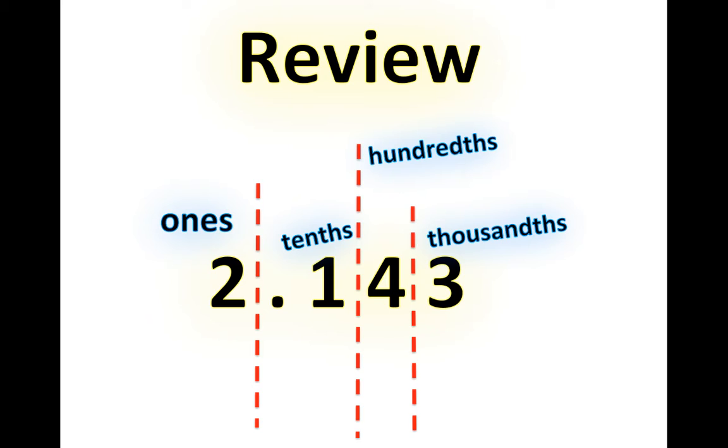The further we go to the right of the decimal point, the smaller the fraction of the whole becomes, with each number to the right of the decimal point being 1 tenth the size of the number before it. So, it's very important to know what position each number is in order to correctly interpret a decimal fraction.